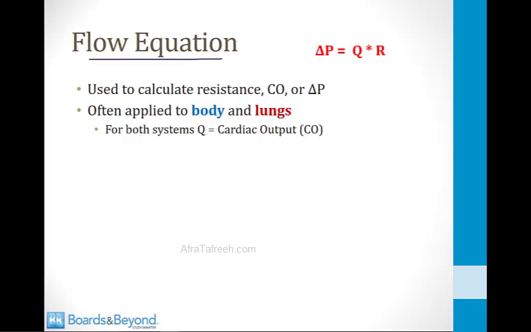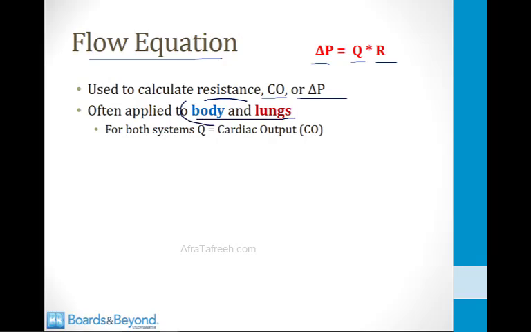Now let's go back to the flow equation that we talked about at the beginning of this video. Delta P is equal to flow rate times resistance. And let's talk about how you can use this to calculate resistance, cardiac output, or delta P for the body and the lungs. This is the way that the flow equation is often applied to the body and the lungs.